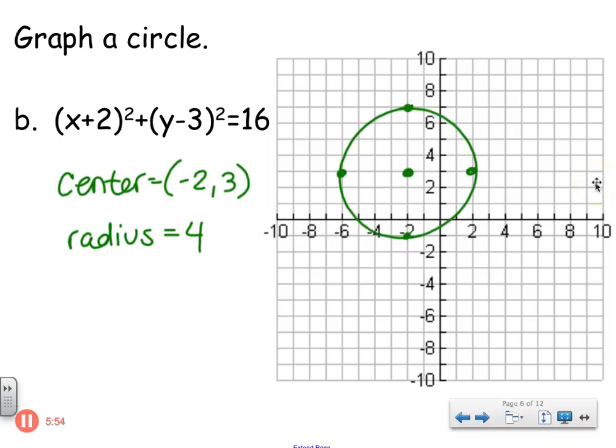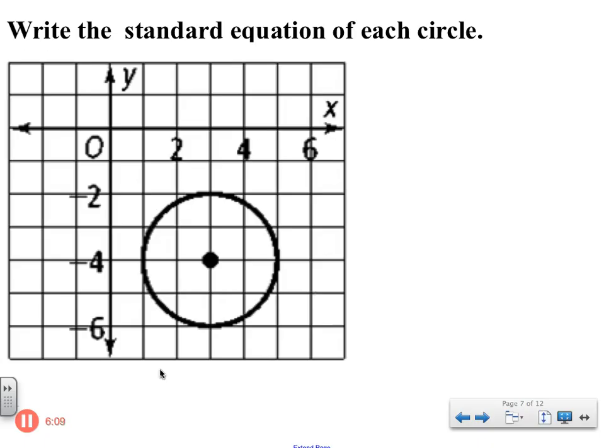Your graph should have looked like this, with the center at -2, 3 from changing those signs. And then the square root of 16 was a 4, so I went up 4, left 4, down 4, and right 4 in the direction to get that circle. So let me know if you have any questions on that. Otherwise, we're going to dive in to writing it from a graph.